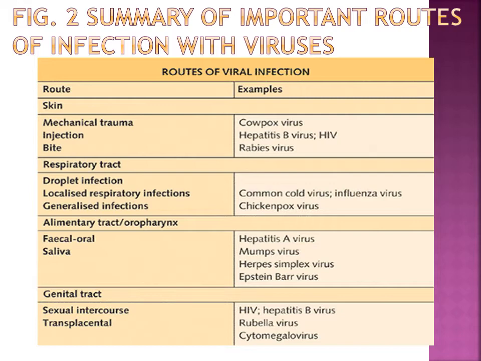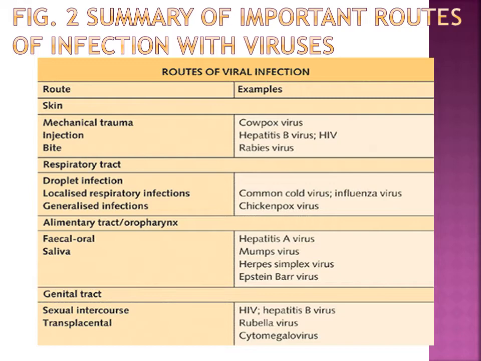There are some routes of the viral infection. The virus can enter via skin or respiratory tract, or via the alimentary tract or oropharynx and the genital tract. Some viruses have the ability to enter through the skin by mechanical trauma, such as in cowpox, or through injection, such as in case of hepatitis B and HIV, or through a bite, such as in case of rabies virus.